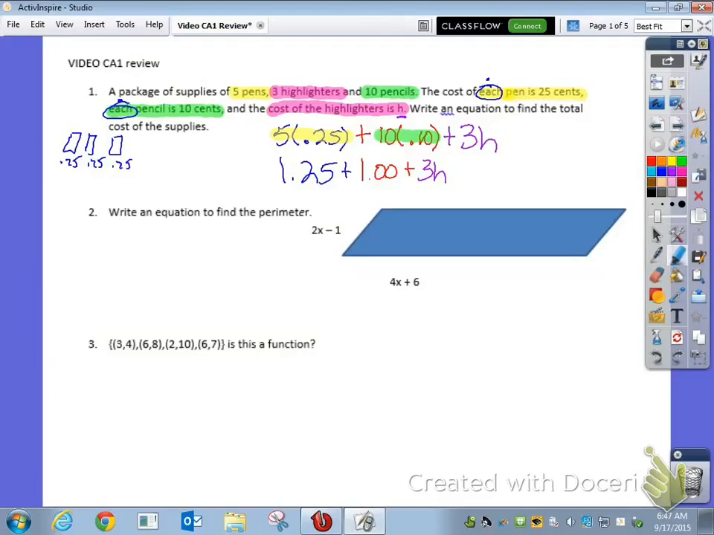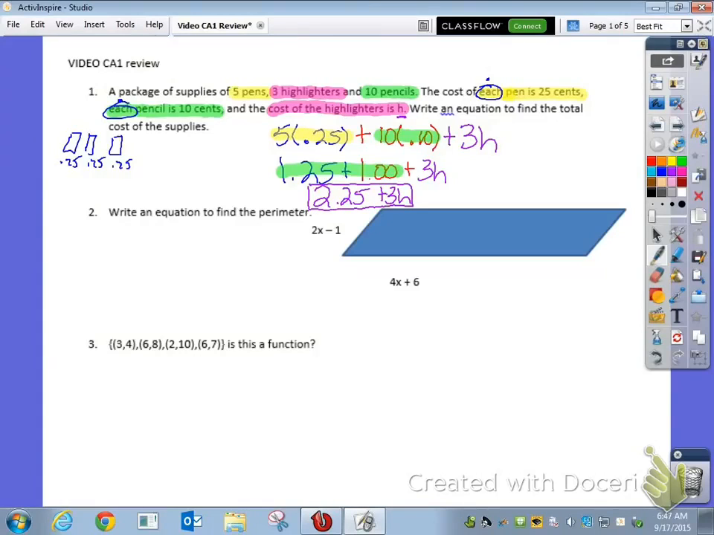Now, you can simplify this next part. I can go ahead and add $1.25 plus $1, so that would give me $2.25. And then plus 3H. Now, I cannot go any further because 2.25 does not have a variable and 3H does. So that is my final answer. And all they wanted was an equation. So this is my equation.